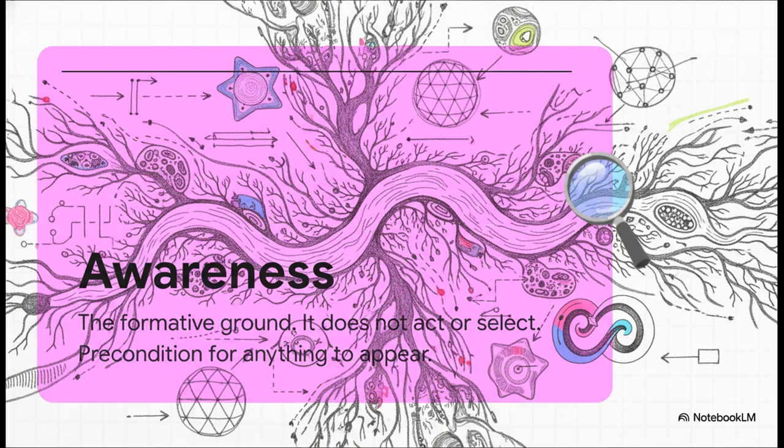But availability alone doesn't give us distinction. For that, availability must become available to itself. It has to self-reference. When it does, we get our first asymmetry, introducing awareness as the formative ground. Now, I want to emphasize this because it is highly counterintuitive to our inherited philosophies. Awareness does not act, and it does not select. It isn't something you possess inside your head. It is simply the indivisible precondition for anything to appear at all.